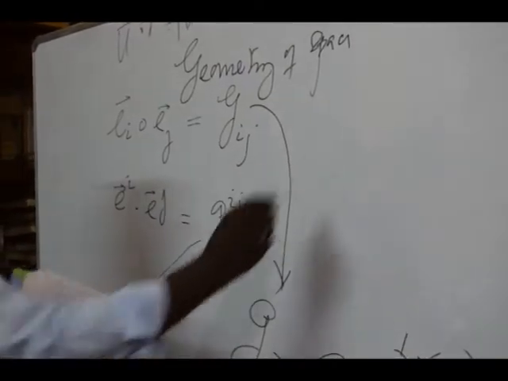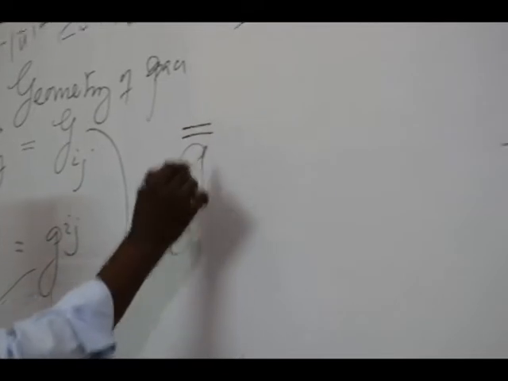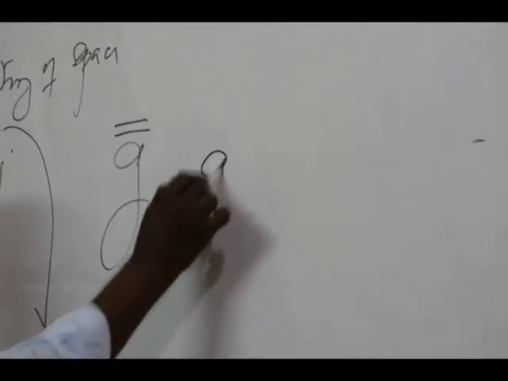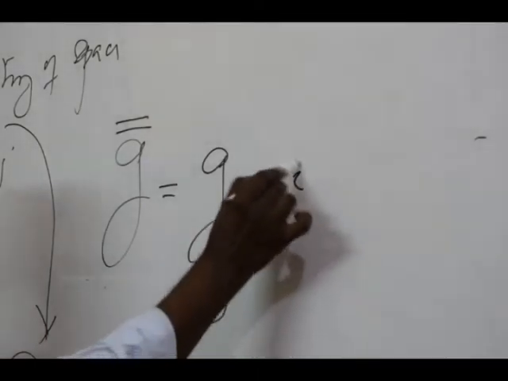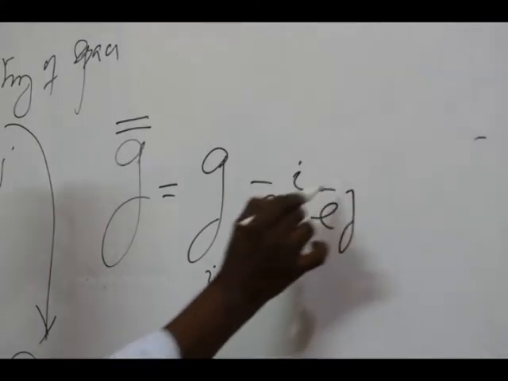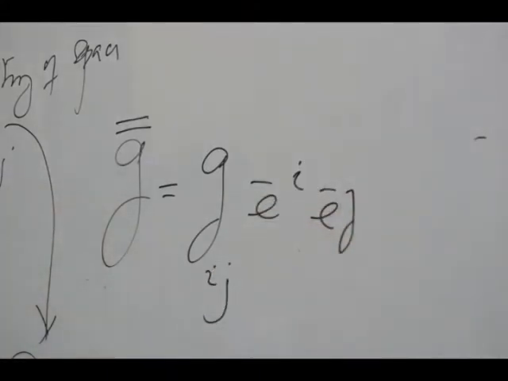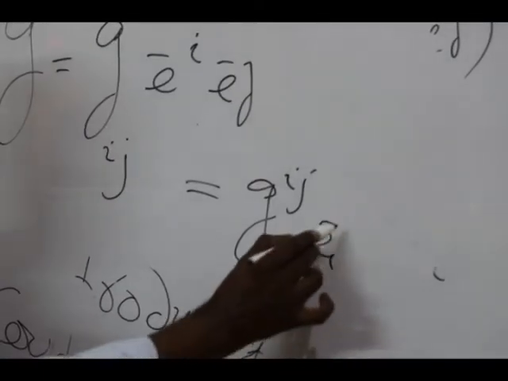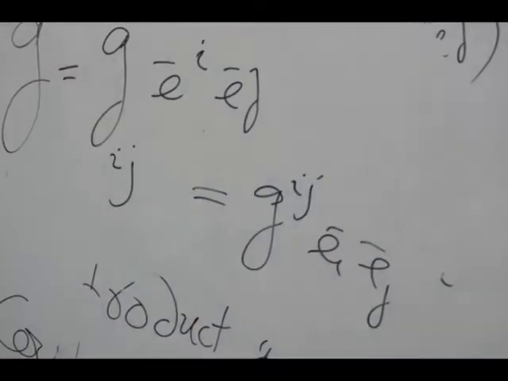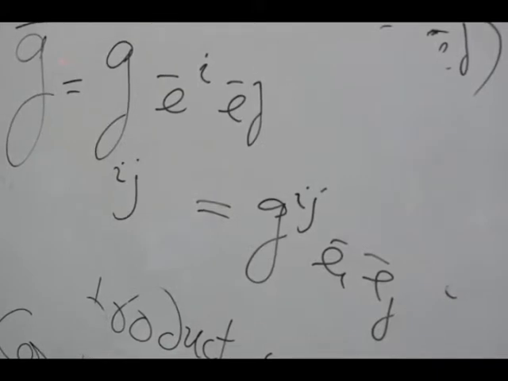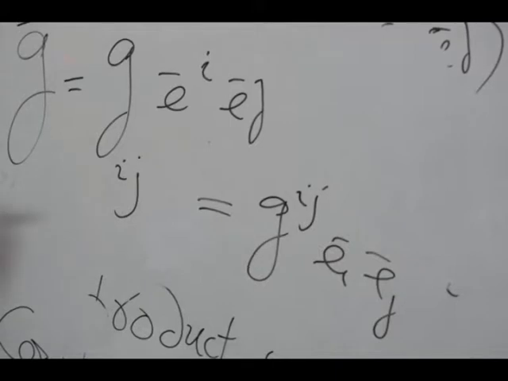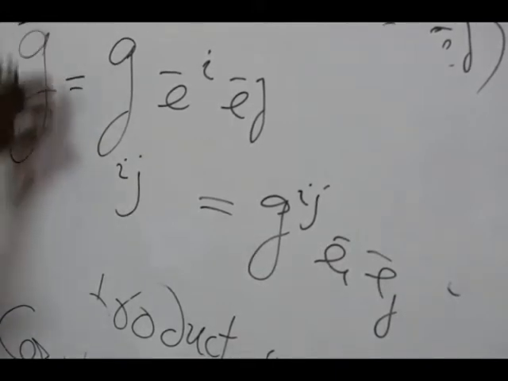And we may write a second rank tensor G. In anticipation of the future development, I just write the second rank tensor G equals Gij, simply written as Ei Ej. This is a second rank tensor, and is also equal to Gij Ei Ej. This is the geometry of space, purely determined by this tensor.